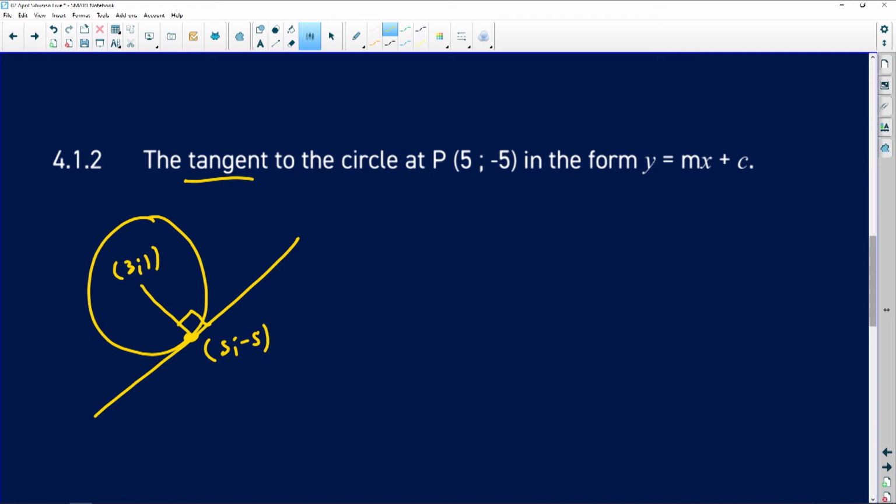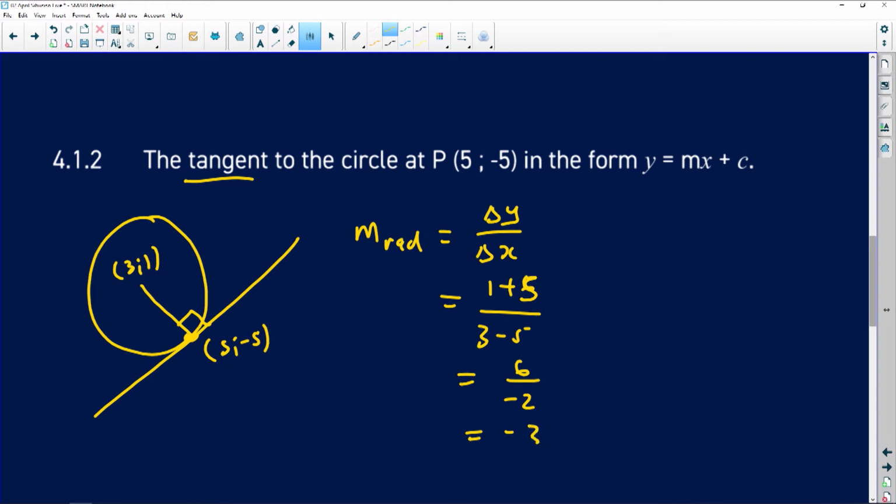So for me to find the gradient, I'm going to say first of all the gradient of the radius is change in y over change in x. So change in y over change in x, which is going to be 1 plus 5 divided by 3 minus 5, which is going to give you 6 over minus 2. So the gradient is minus 3.